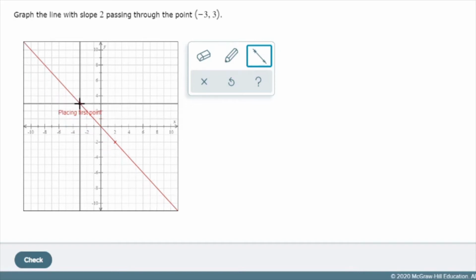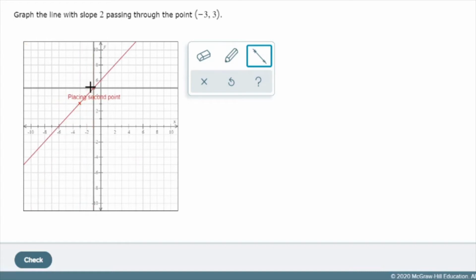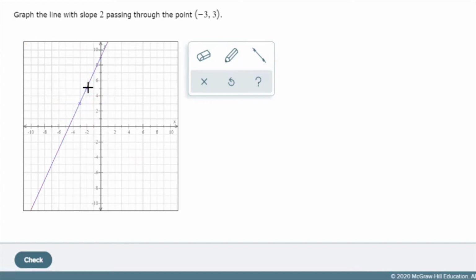Starting from negative 3, 3, click on that. Then go rise 2 and run 1 over 1. And then click. And that is your answer. So let's check.